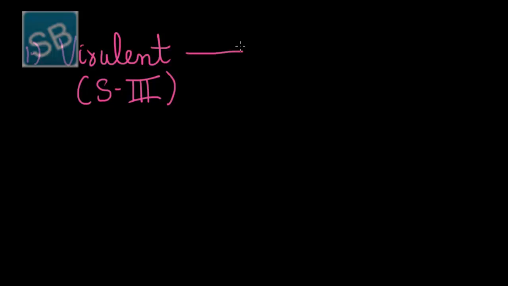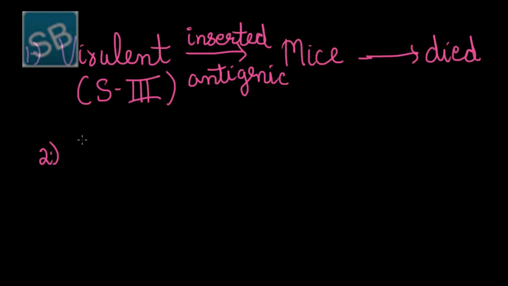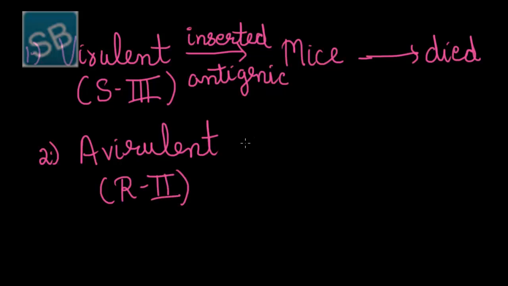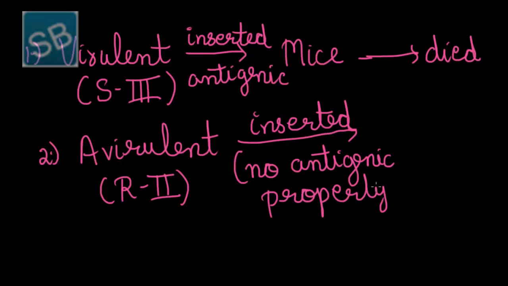In first, the virulent strain of bacteria, that is S3, was inserted into mice. As a result, the mice died, since it possessed the antigenic property. Following, in the second effect, the avirulent strain of the bacteria, that is R2, was inserted into mice. Since it did not possess any antigenic property, when inserted into mice, the mice did not die, that is, it lived.